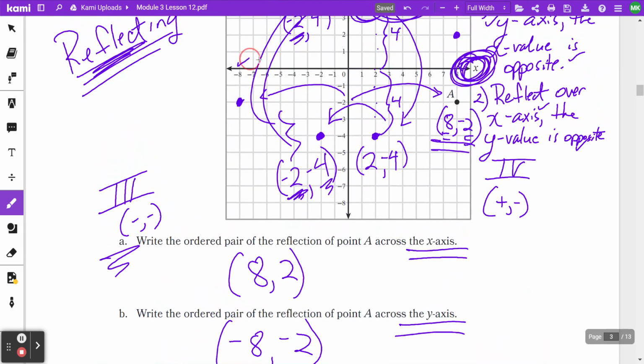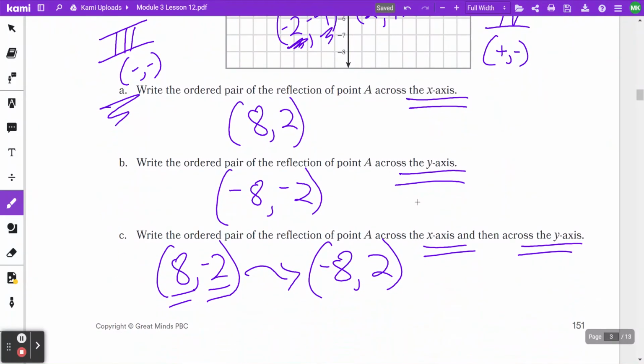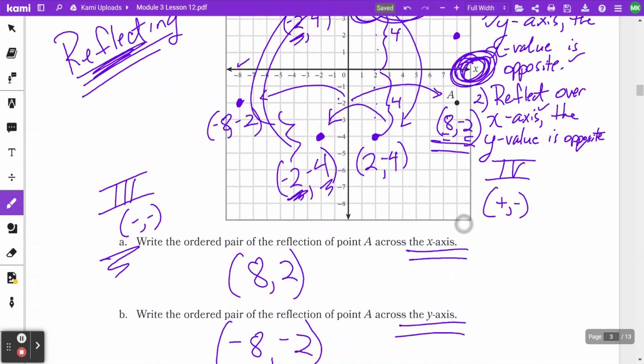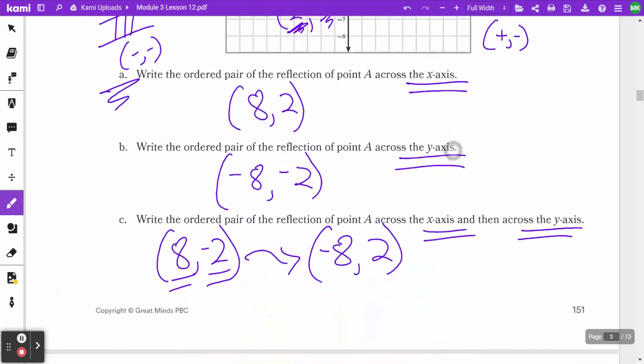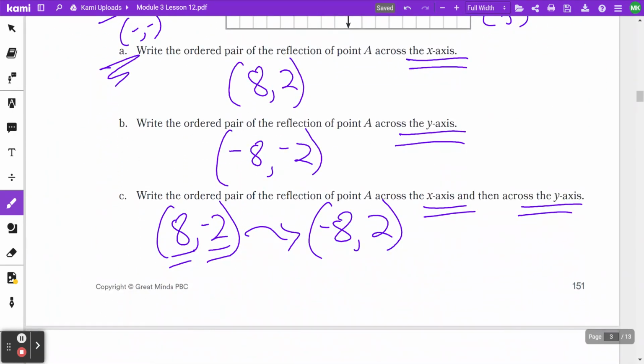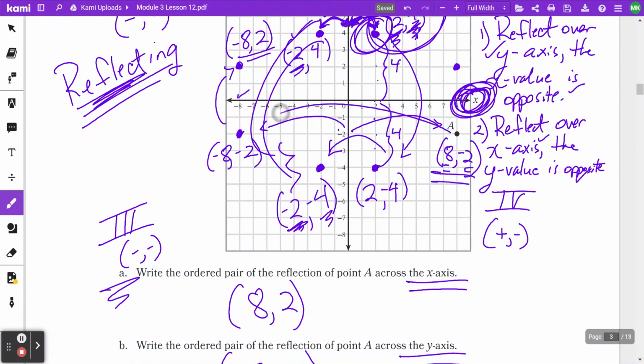Let's see if that's true. There it is, a -8 for my x value and a -2 for my y value. Oh, +2. Wait, what happened there? Oh, I only reflected once. I had to reflect twice, so I wind up over there. There it is: -8, comma, +2. See, I made a little mistake. It's a good thing I used my rule. So, reflecting once, reflecting twice.